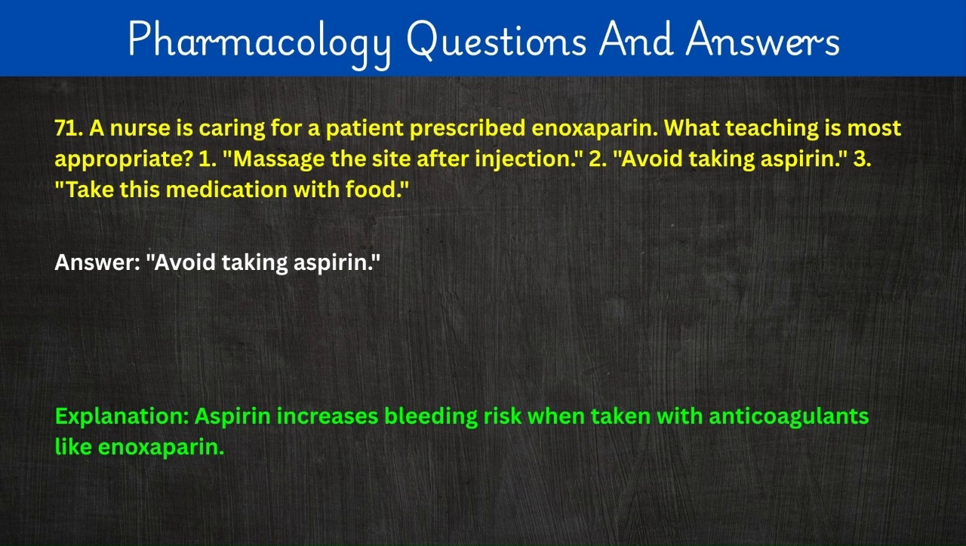71. A nurse is caring for a patient prescribed enoxaparin. What teaching is most appropriate? 1. Massage the site after injection. 2. Avoid taking aspirin. 3. Take this medication with food. Answer: Avoid taking aspirin. Explanation: Aspirin increases bleeding risk when taken with anticoagulants like enoxaparin.